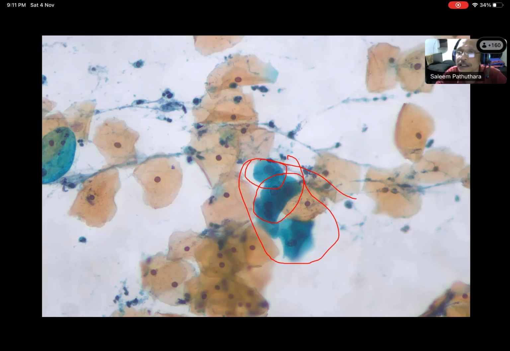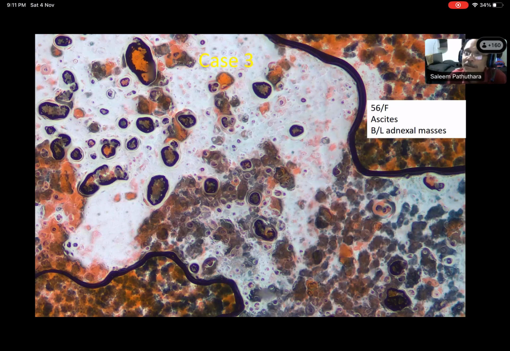I think the next case is Dr. Prinsa's. Dr. Prinsa, over to you. Read the case, give the details and describe the case. A 56-year-old female with ascites and bilateral adnexal mass. Describe the smears. The smears are moderately cellular, and some atypical cells are present with a hemorrhagic background.